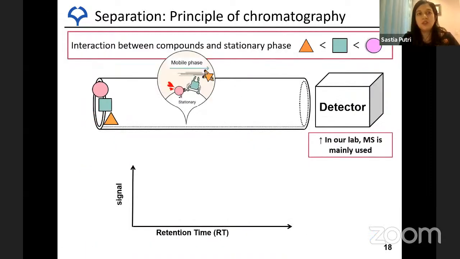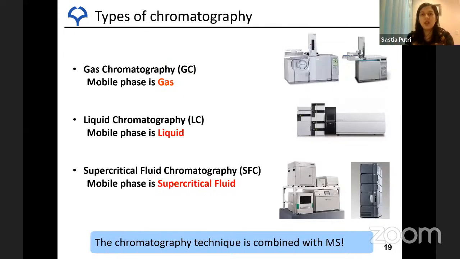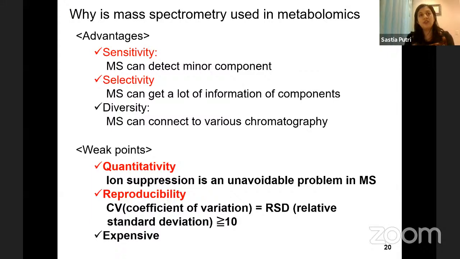So this is a good way to imagine how metabolites pass through the column, and they have different interactions. The interaction of the circle, for example, is much stronger compared to the triangle. So the triangle will enter the detector first, and the circle will enter later. We can see it on the screen as the elution, where the peak will be detected. The triangle will be eluted earlier, whereas the circle will be eluted later. So these are different kinds of machines, and this chromatography technique is combined with MS. The advantage of mass spectrometry is that MS can detect minor components.